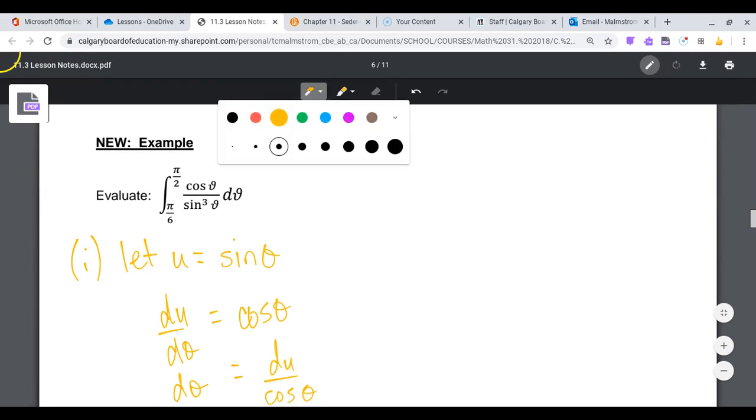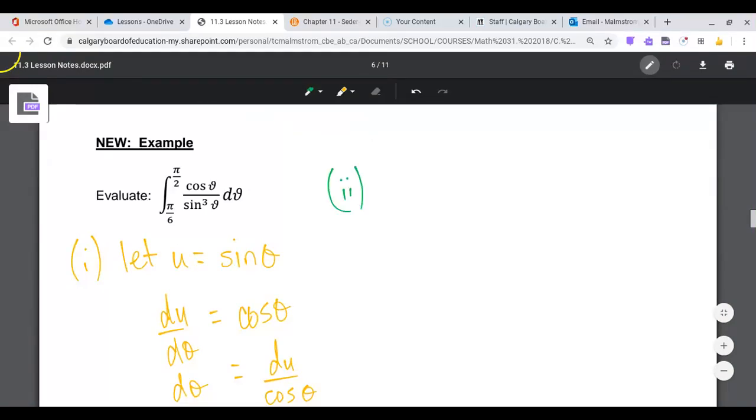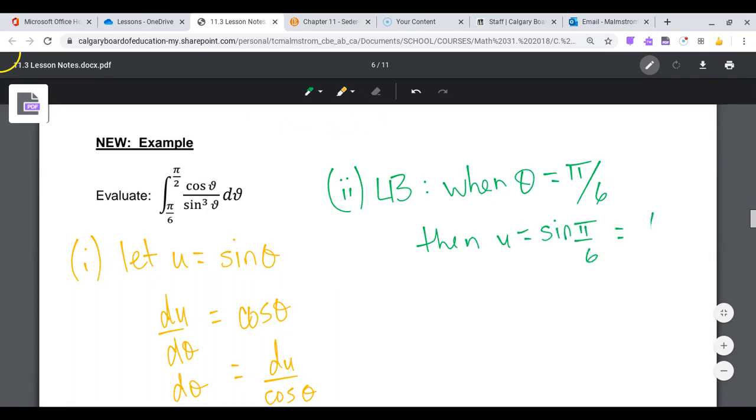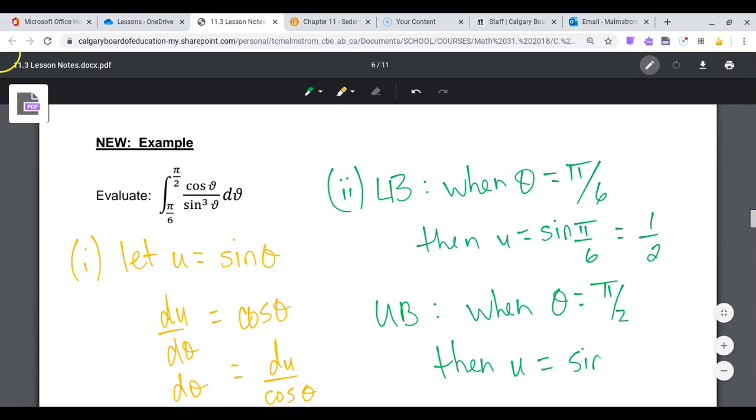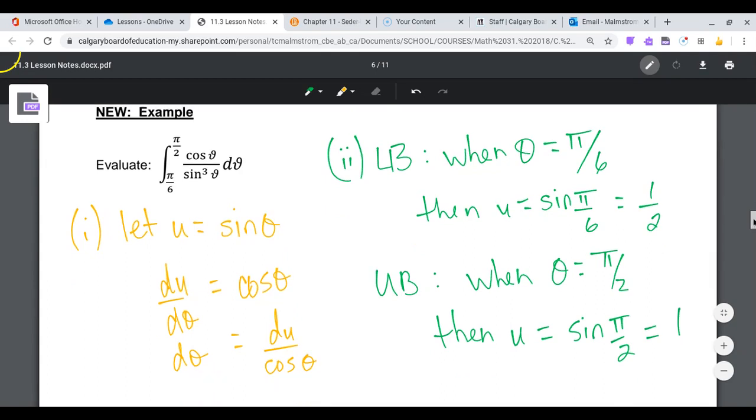And then I'm going to find my new boundaries. So my lower boundary when theta, not x, is equal to pi on 6, then what does u equal? Well, u would equal to sine of pi on 6, which is equal to 1/2. And my upper boundary would be when theta is equal to pi on 2. Then what does u equal? Then u is equal to sine pi on 2, which is equal to 1. Okay, now I have all my pieces for my substitution.